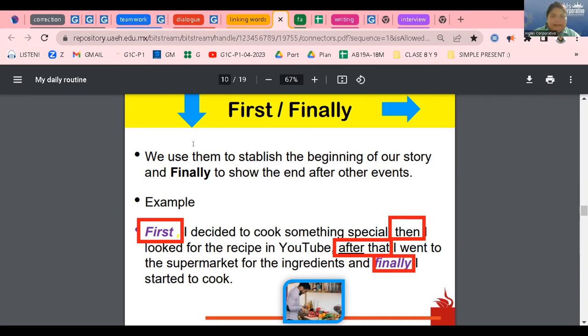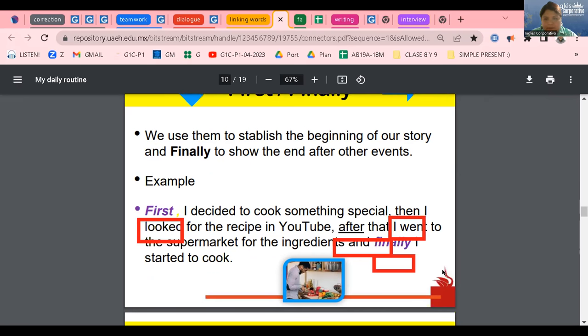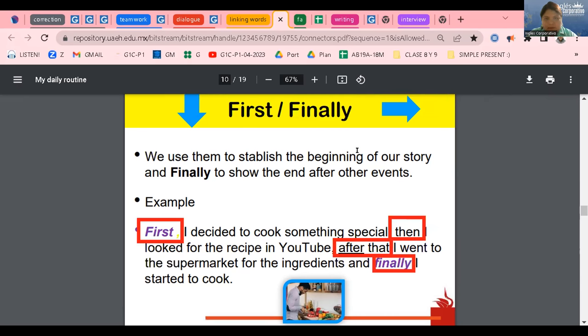Y al final, ¿qué hizo? Empezó a cocinar, ¿verdad? Entonces, es bastante importante, nos da una idea clara de todo lo que pasó sin perdernos en un párrafo. Ok. A veces nos preguntan, teacher, pero yo no puedo expresarme en inglés, no sé cómo. Este es un tema que les puede ayudar para que puedan explicar actividades que hicieron o hacen, ¿verdad?